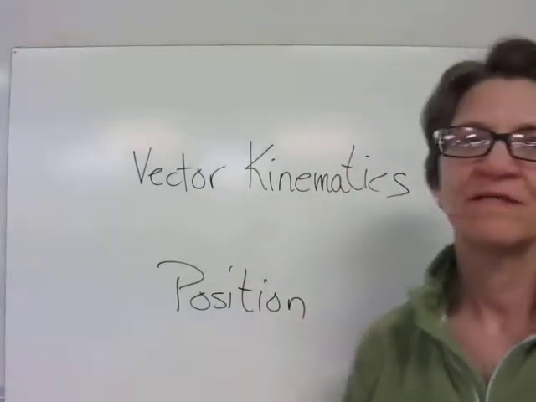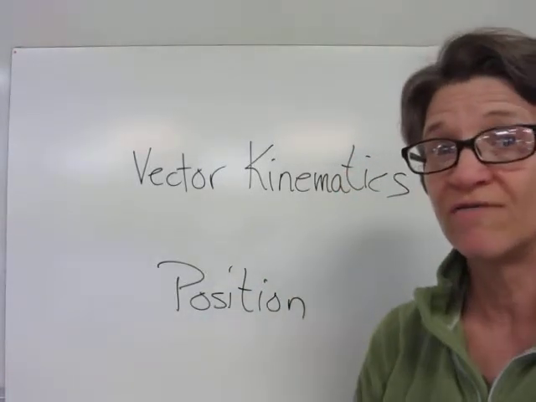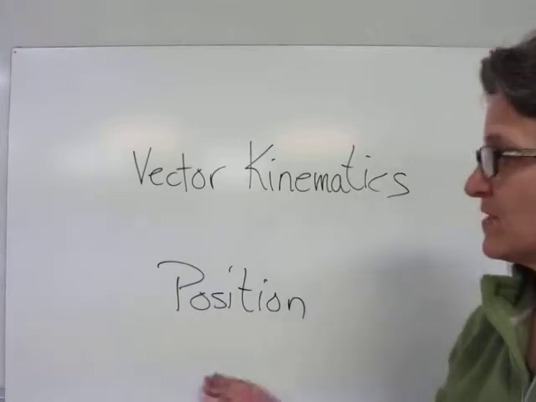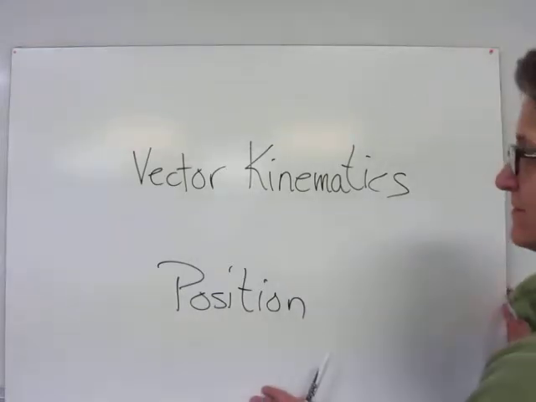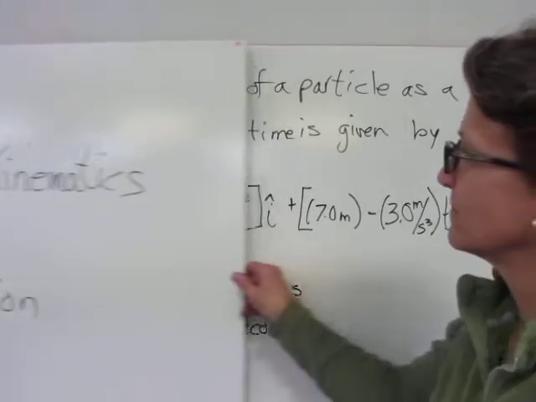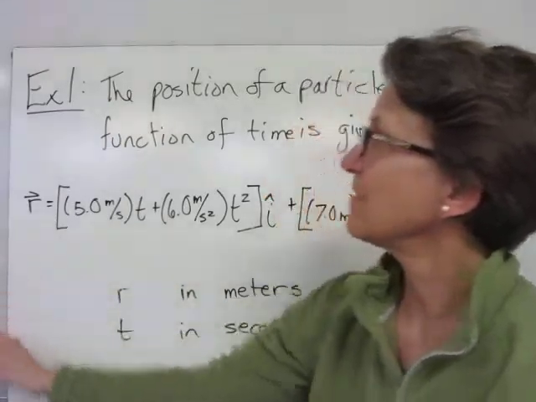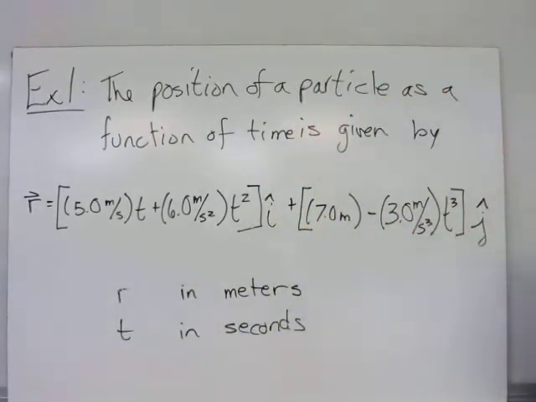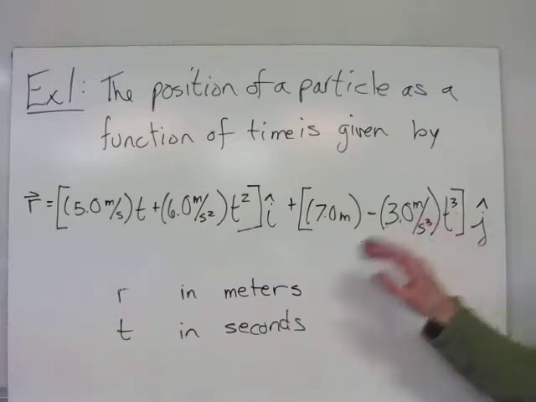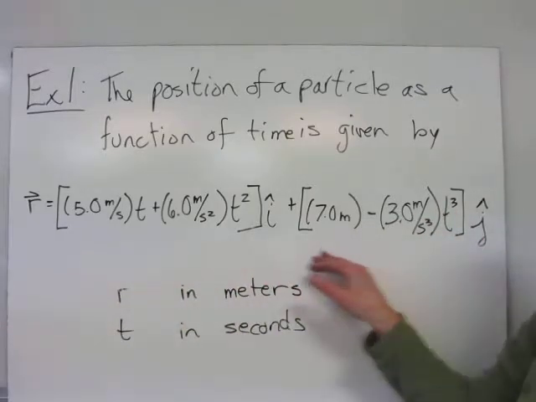Vector kinematics position. We'll be using unit vectors to determine the position of a particle. So in our example, the position of a particle as a function of time is given by this long equation.